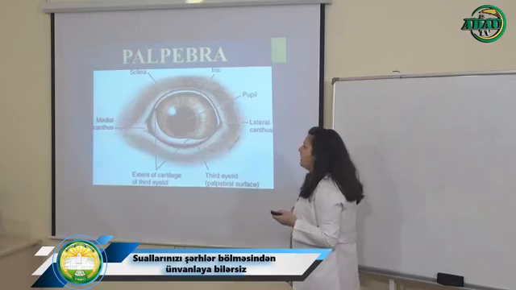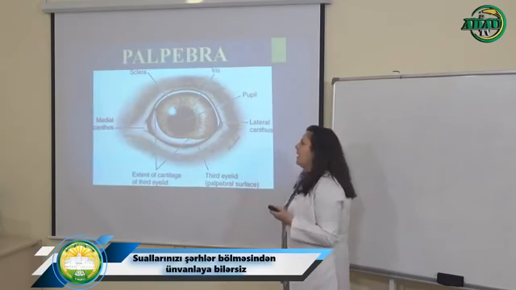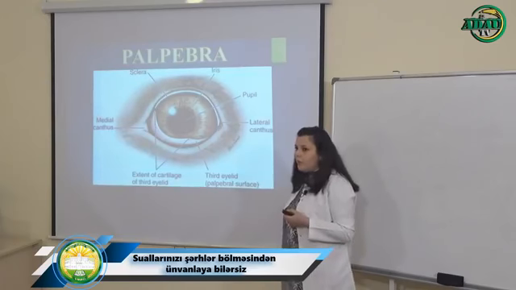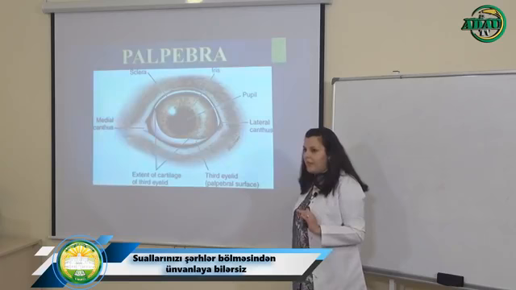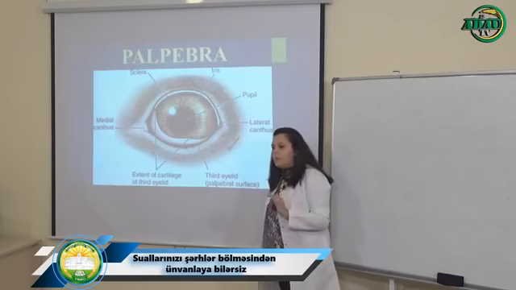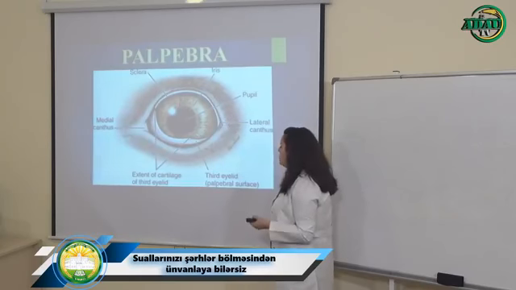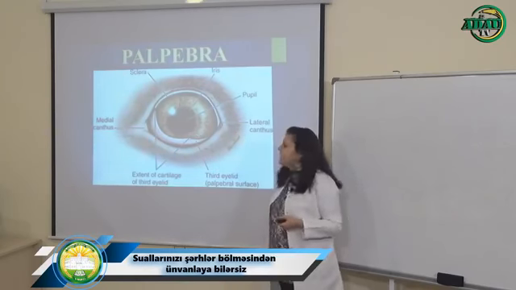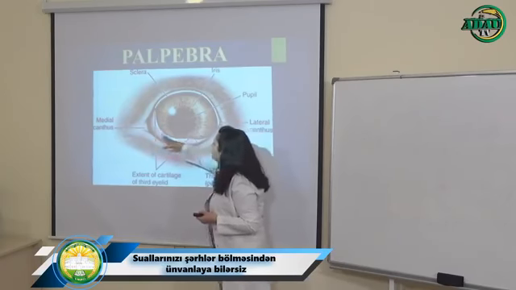What about the palpebra? Palpebra is the eyelid. Palpebrae, the eyelids, are also accessory organs of the eyeball. There are 3 types of palpebra in the animals: the upper eyelid, the lower eyelid, and the third eyelid, palpebra tertia. Palpebra tertia is also called membrana nictitans. Here you can see the upper eyelid, lower eyelid, and the third eyelid.